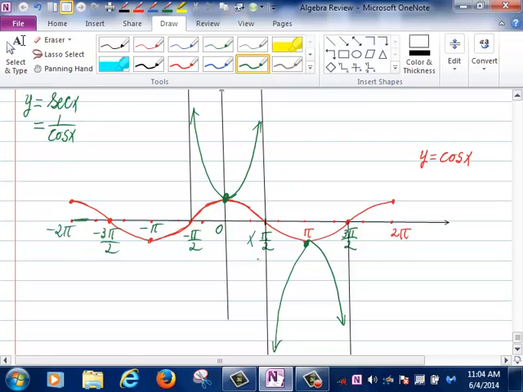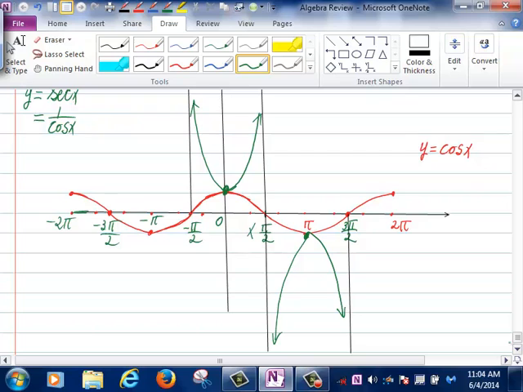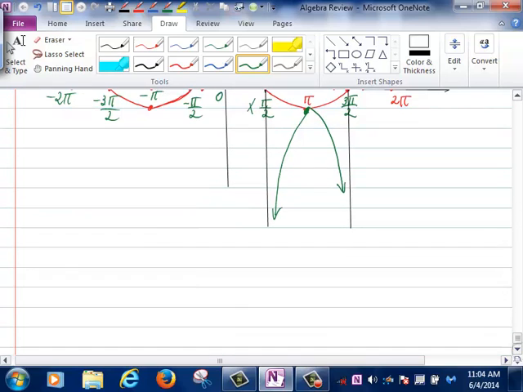Now let's answer a couple of questions. Is everyone done sketching this? Okay. What's the limit as x goes to pi over 2 from the right side of secant of x? What is this limit?